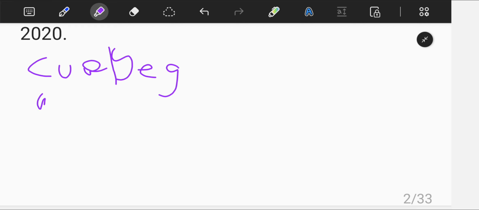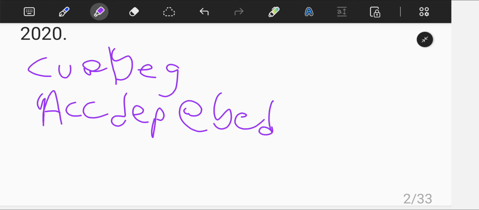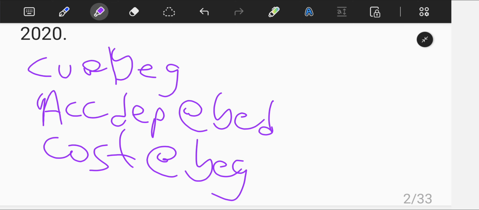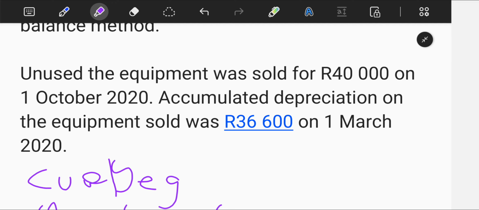Let's try to do a mini fixed asset note for the sold equipment. We have carrying value at the beginning, accumulated depreciation at the beginning, and cost at the beginning. We are given that accumulated depreciation on the equipment sold was 36,000 on 1 March 2020. This is the information that we have.